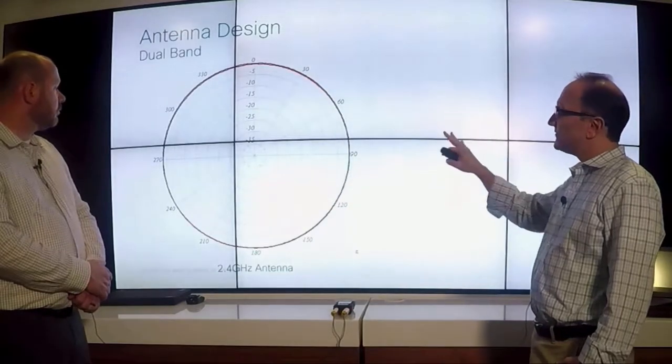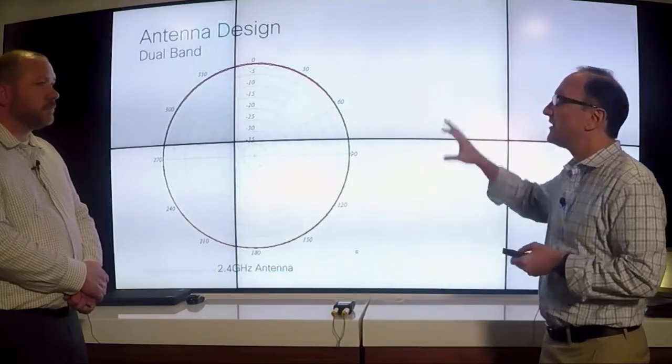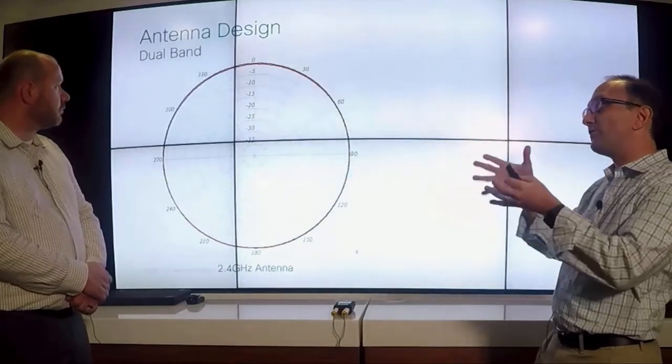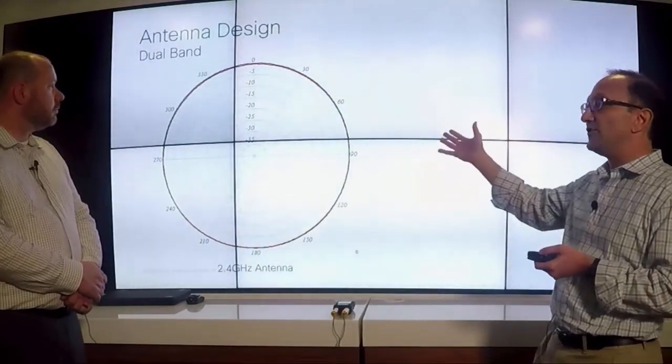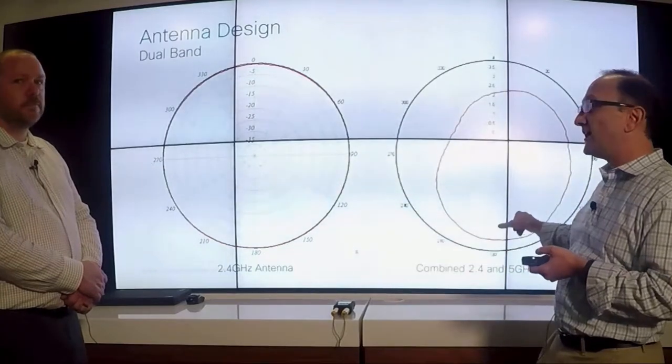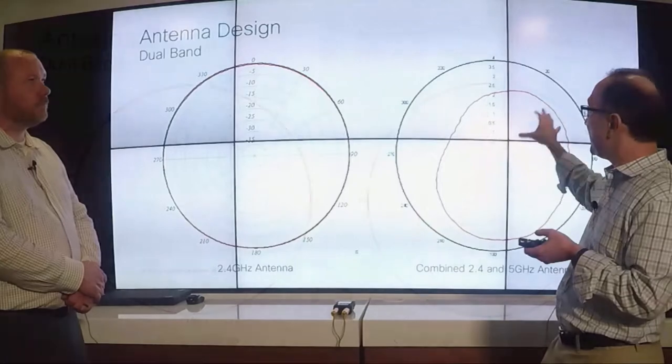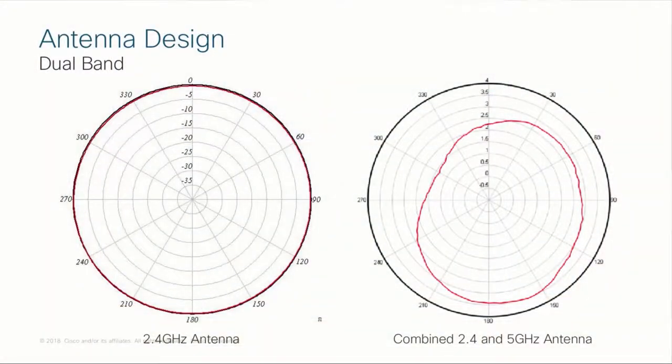Also in the context of trade-offs that we have to make, think about a dual band antenna. If I'm designing for just one frequency range, I can do that really good job. When I'm trying to create coverage for both 2.4 and 5 gig, that's going to create trade-offs, and so my coverage is not going to be quite as good.